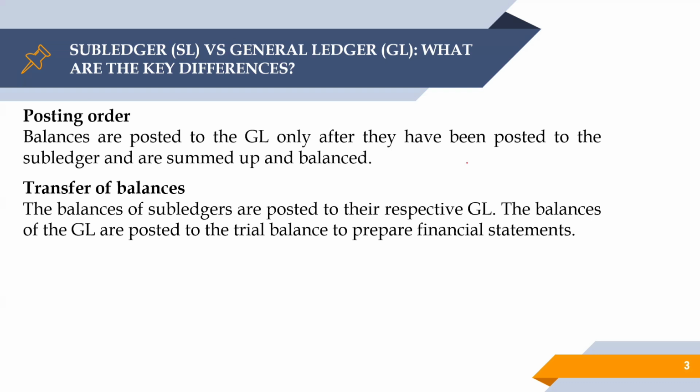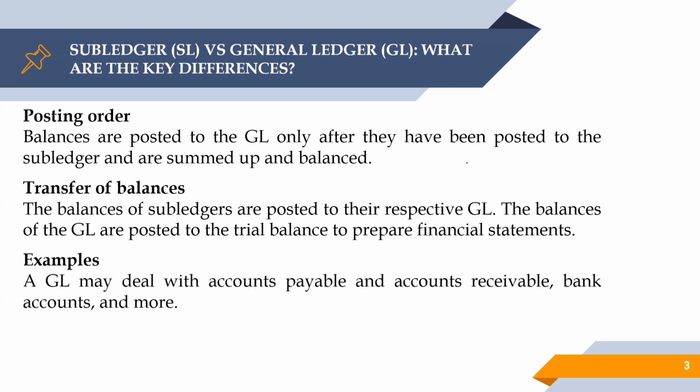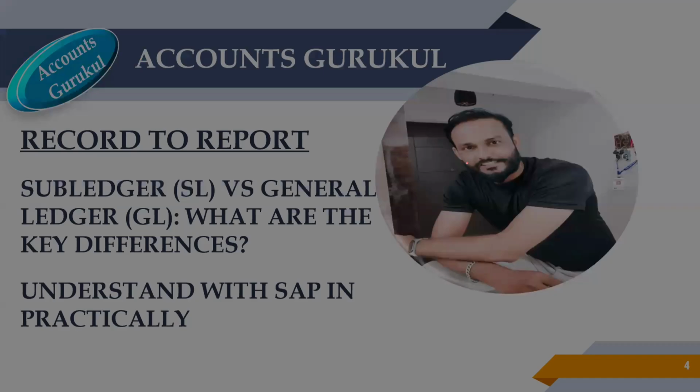The balances of the GL are posted to the trial balance, and at the end of the day, the balances we have in the GL are going to be posted in the trial balance to prepare the financial statements. In SL, you can't prepare the financial statement. You are going to prepare the financial statement from the GL. A GL may deal with accounts payable and accounts receivables and more.